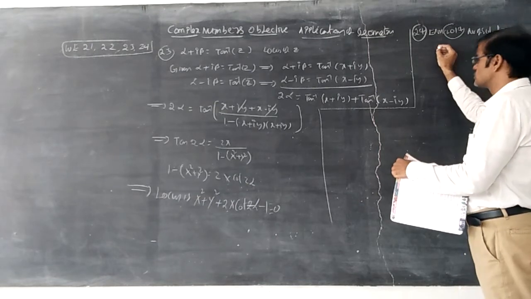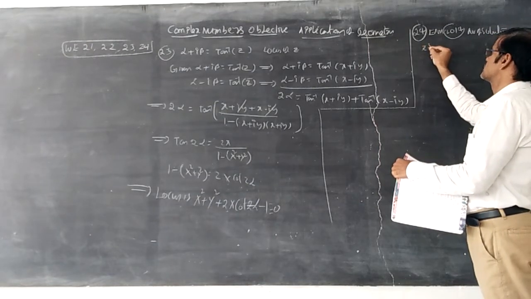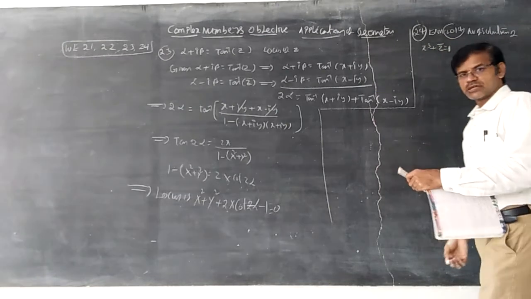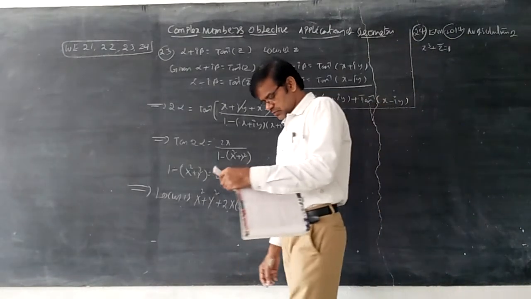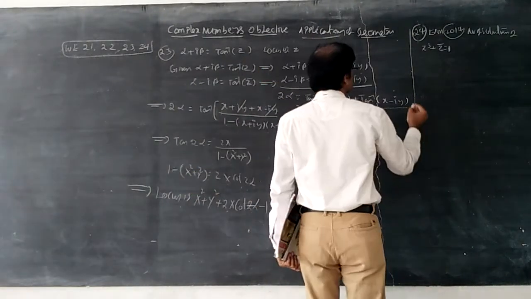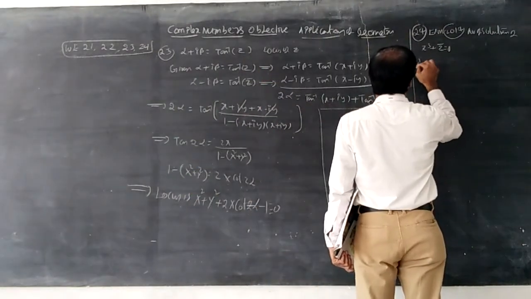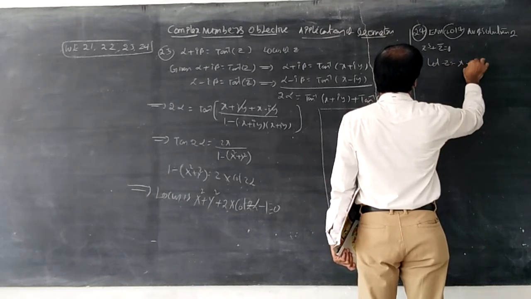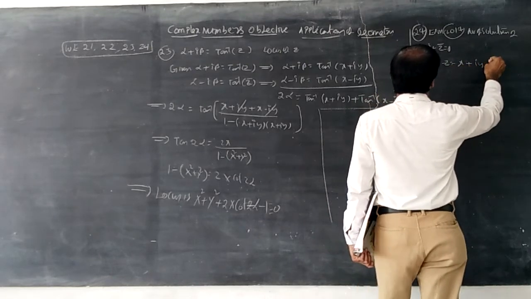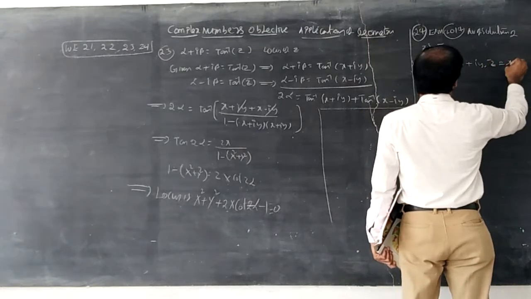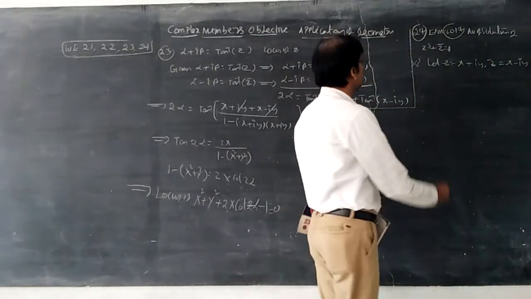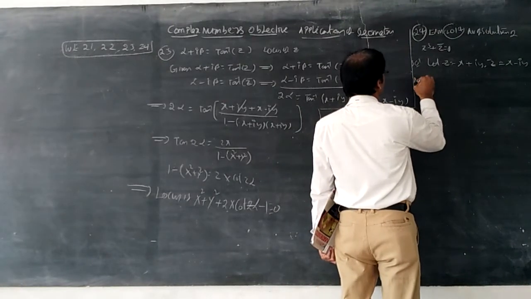Number of solutions of z cube plus z bar is equal to 2. So what is z? Let z is equal to x plus iy. Z bar is equal to x minus iy. Now z cube plus z bar.